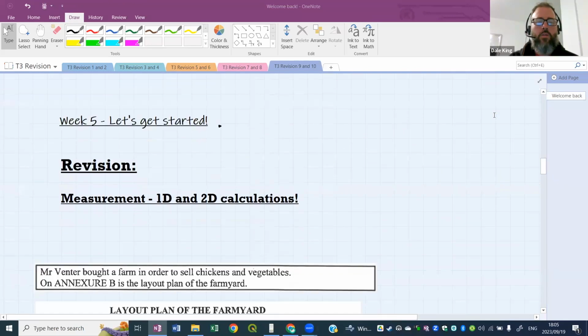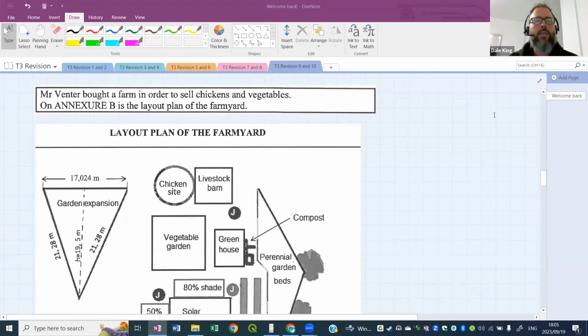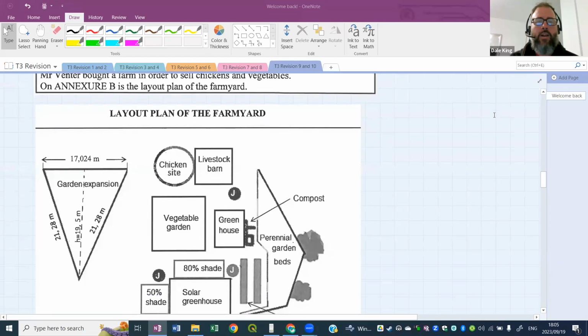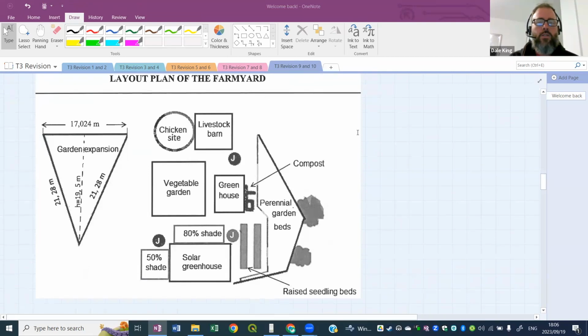All right, revision. We're doing 1 and 2D calculations, and here is our first contextual question. It says Mr. Fenter bought a farm, and he's trying to sell chickens and vegetables, and below is the layout plan of the farm. Now, this is not map work. It is measurement. We're just seeing a diagram here of the farm.